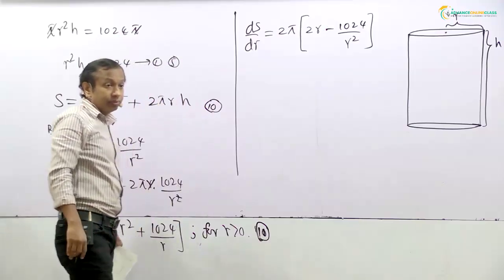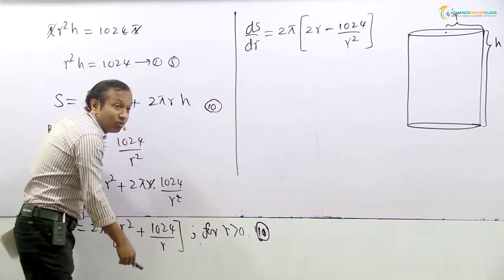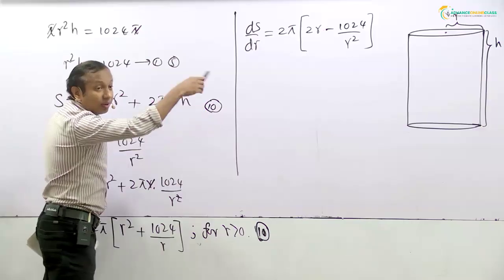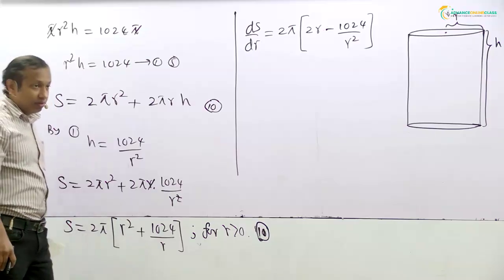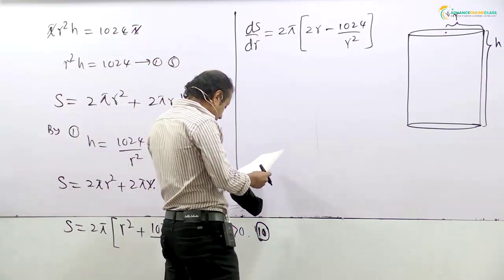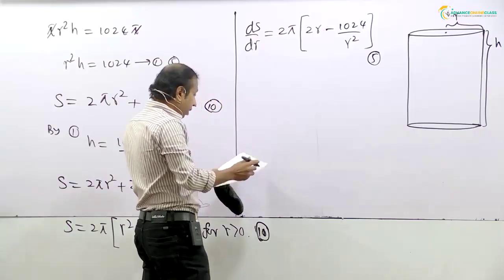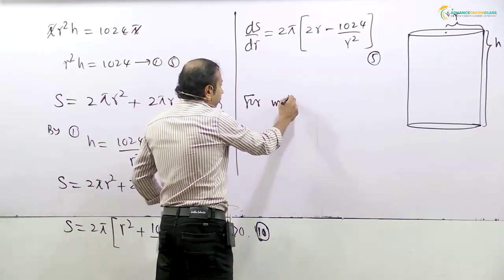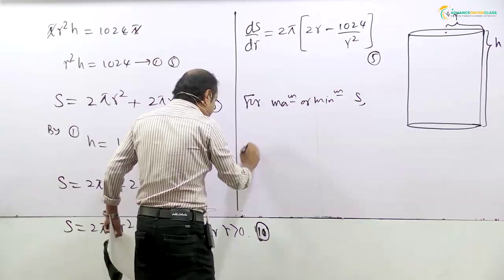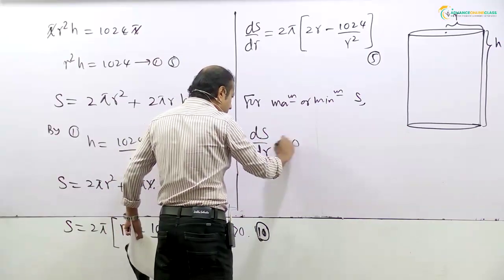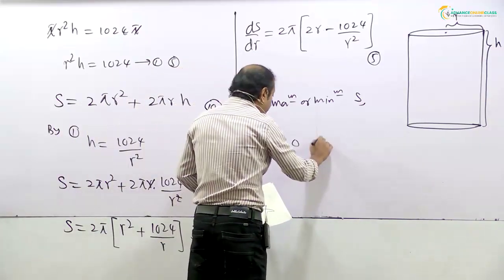Correct, no? Take this r to the numerator, r to the power minus 1. The derivative of power minus 1: minus 1 brought before, r to the power minus 1 minus 1, minus 2. Minus 2 bring to the denominator, r squared. Okay. For this 5 marks. Next one. For maximum or minimum, ds over dr equals 0. For this also 5 marks coming.